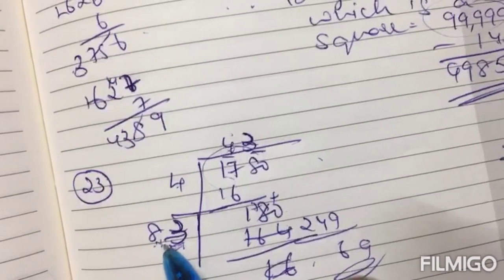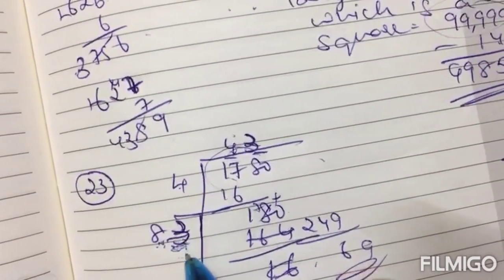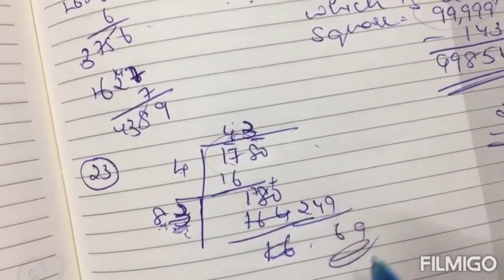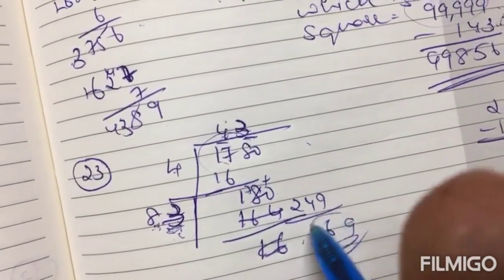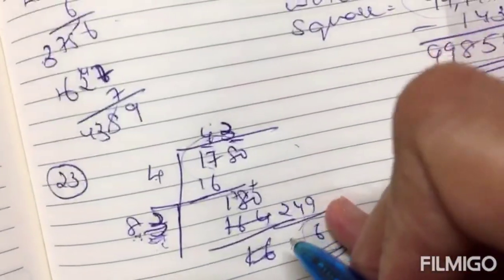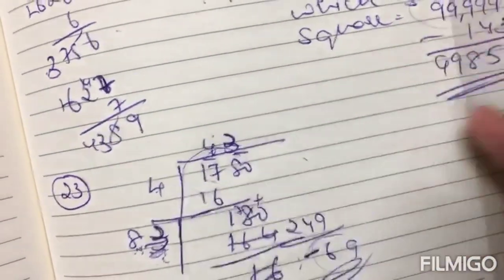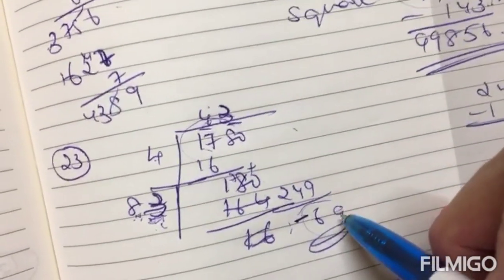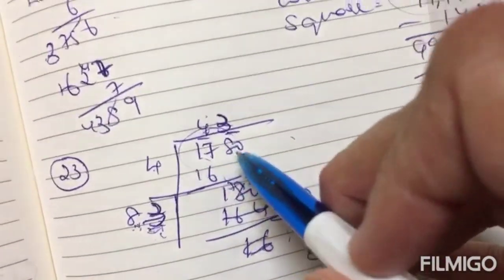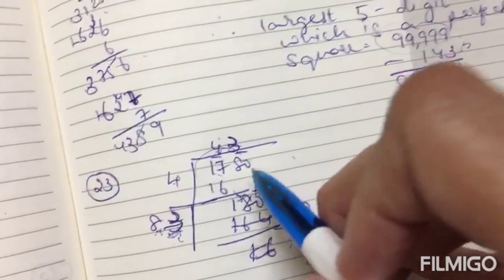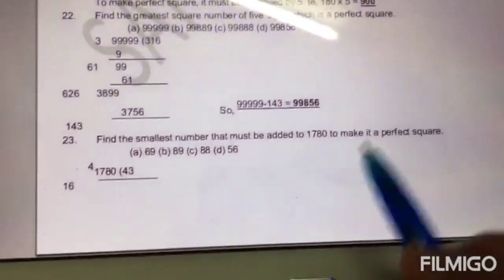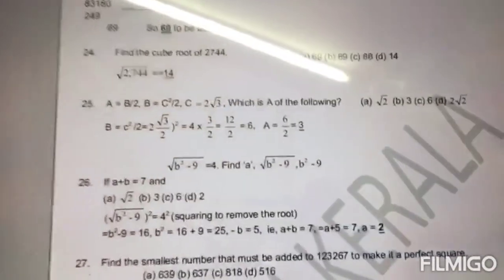What will that be? That will be 3. So 83 into 3 is how much? 249. This will give you a remainder of minus 69. So we have to add 69 to 1780 in order to make it a perfect square. If you ask me why you do it, it is mathematical and it's just the way of doing it. You just have to understand that.